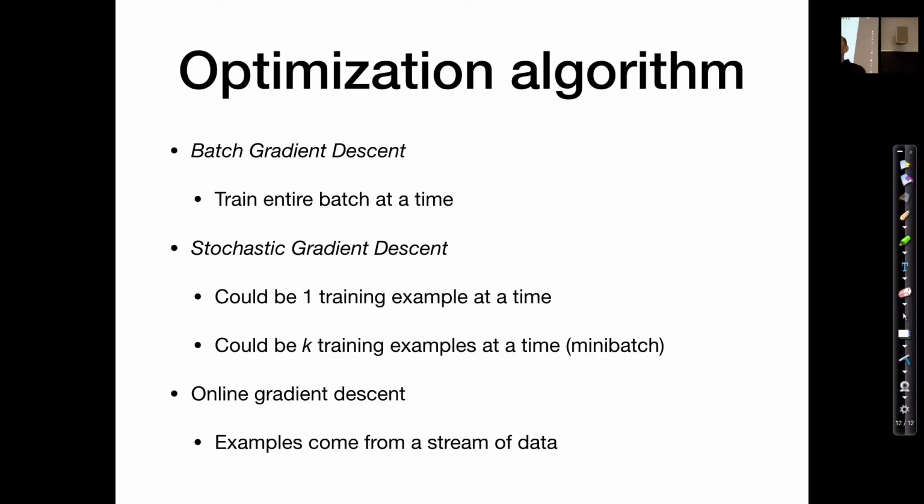What if we don't have all the data? Well, if we don't have all the data to begin with, that's another problem. And that's where we get into online gradient descent, where we just take the input as it comes, one at a time, because we're getting some stream of data. So that's a case.